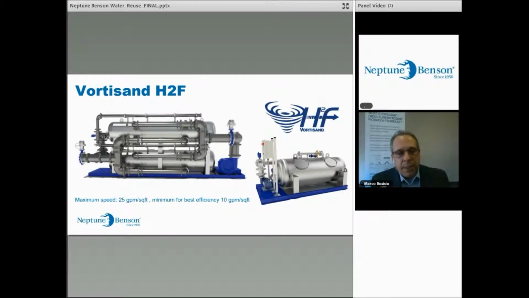The only dimension that changes is the length. So that allows us to stack one system above the other and have a single pre-packaged, pre-assembled system that treats 2400 GPM. That is an important feature that clients are looking for, especially in industry. They want everything packaged, ready and easy to install.